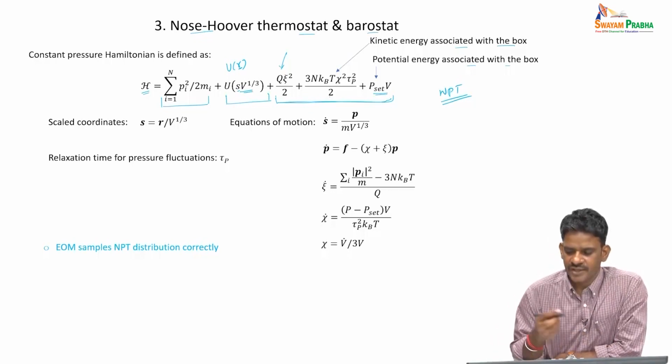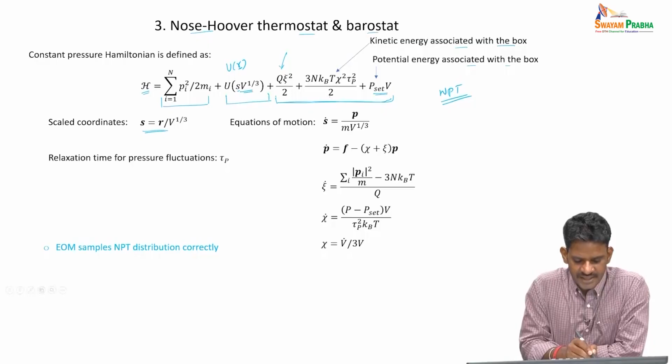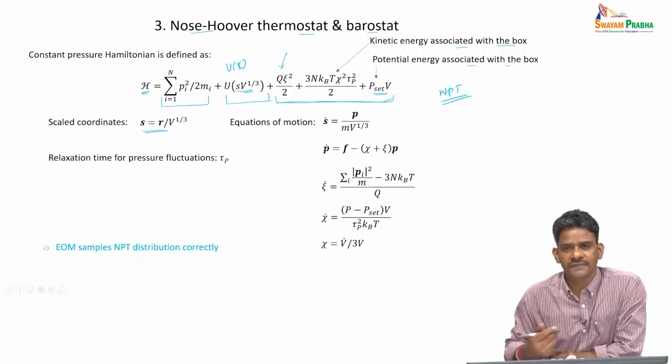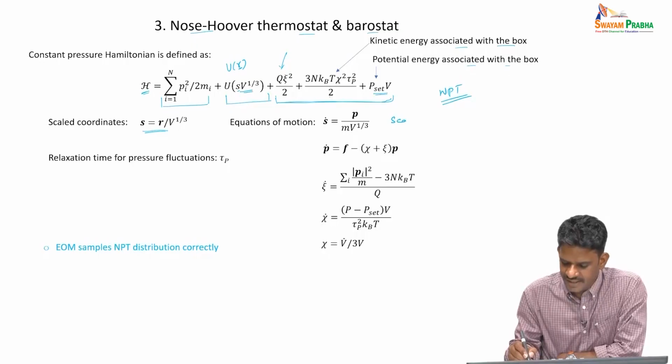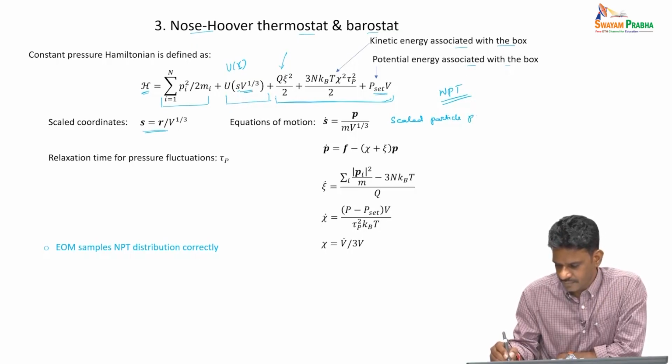Since we are looking at constant pressure as well, we use the scaled coordinates again. Once you have this Hamiltonian, we can derive a set of Hamiltonian equations of motion, and you basically get a set of equations for the scaled particle positions, and this is for the particle momenta.